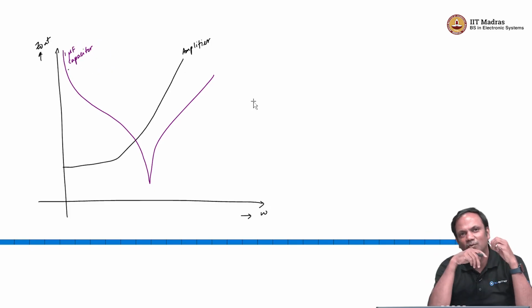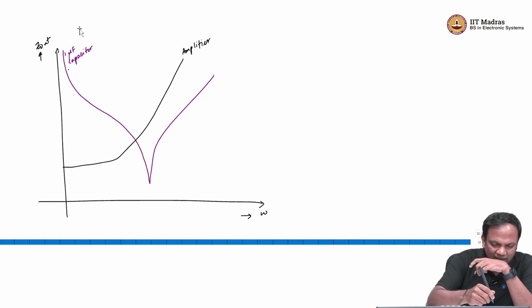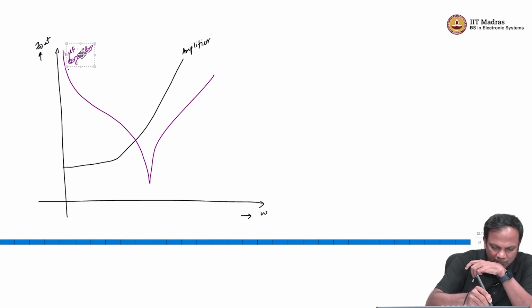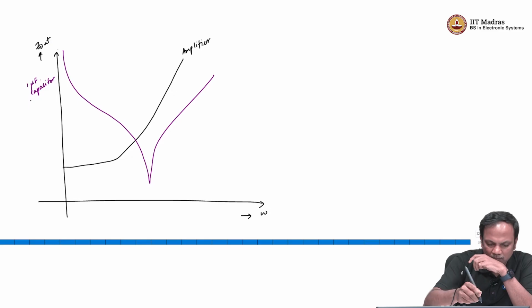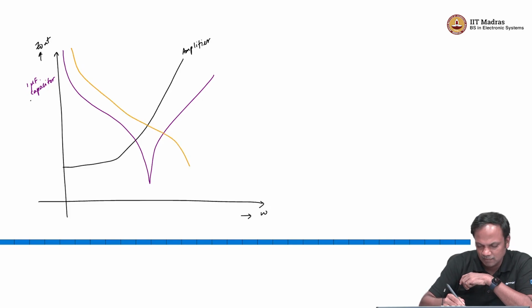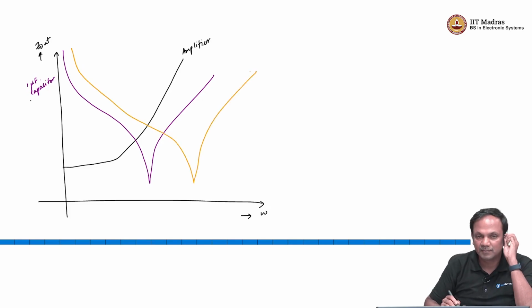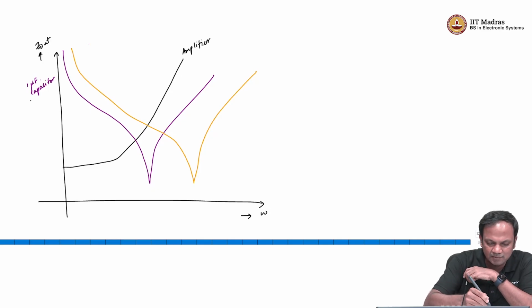So, now you can say, okay, if a 1 microfarad capacitor does this, what will a 100 nanofarad capacitor do? A 100 nanofarad capacitor, for example, will be higher here. So, it will do something like this, and then a 10 nanofarad capacitor will do something similar.